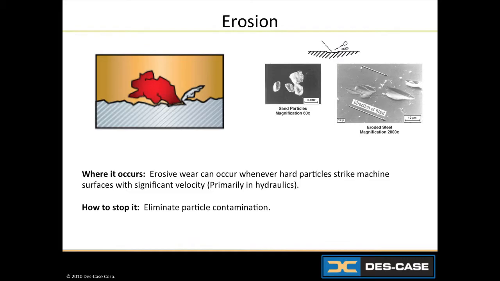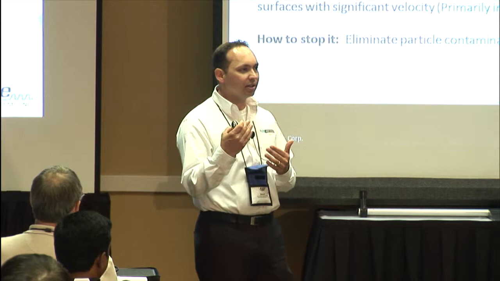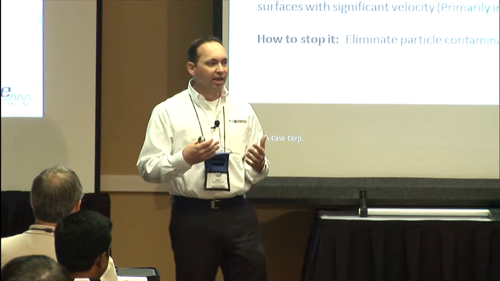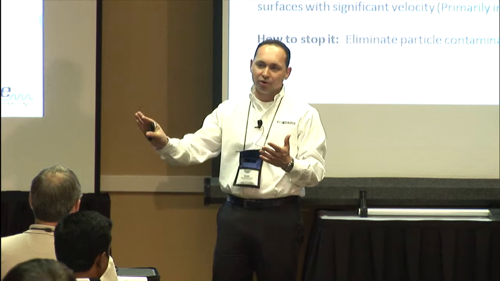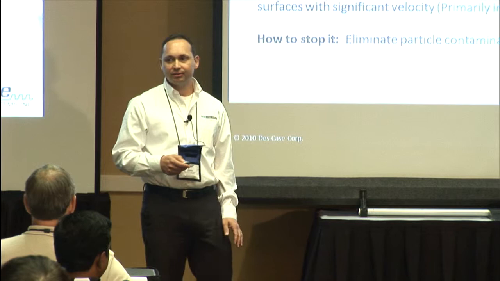Typically, in hydraulic systems, we see erosion. We've got high-velocity fluid with a lot of contamination in it. That contamination is likely to be very abrasive, very hard, silt-type particles. As they're changing direction, turning corners, it abrades that turn, and the material starts to come off those fittings. So really, the only way to stop this is to eliminate the particle contamination. But primarily in hydraulic systems is where we see this.